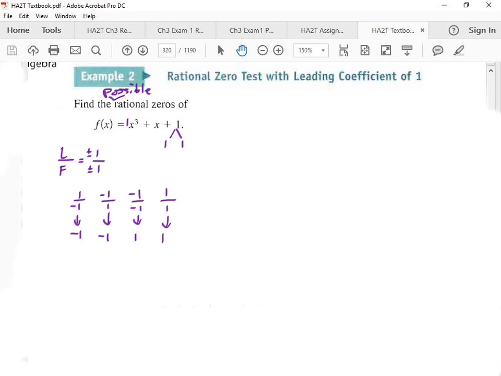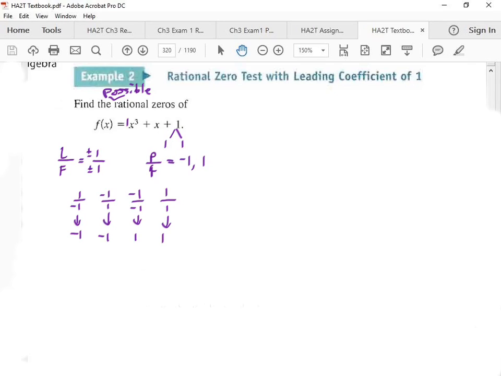So really, our possible rational zeros, I'm using L and F. I don't know if I should do that. That's sacrilegious or something. P divided by Q, that's L and F. Maybe we should just keep P and Q. I don't want to make anybody angry. Okay, we got -1 and 1. Those are the possible rational zeros.